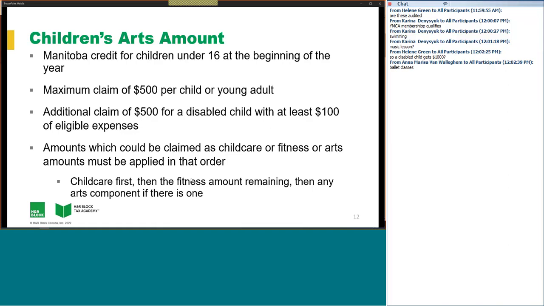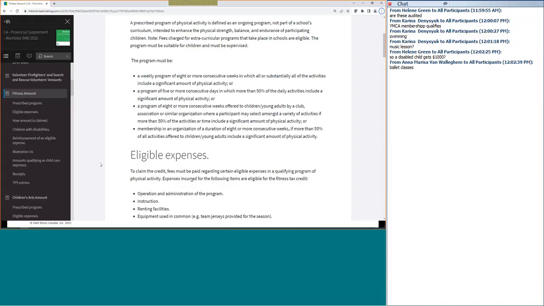Ballet class, probably fitness. You'll get more as fitness than you would as arts, but that might be one where it falls under both, and maybe you could claim it under both. And again, it gets a little bit messy when we start mixing them up.